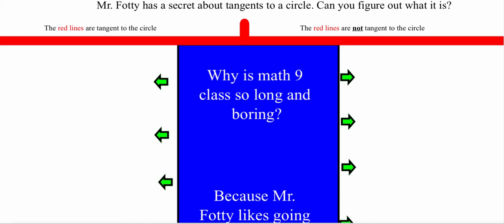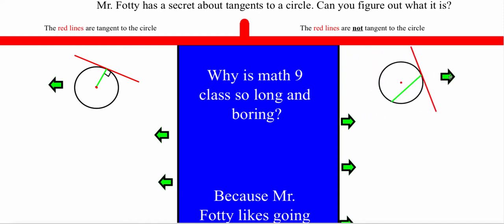So here we go. Mr. Foti has a secret about tangents to a circle. Can you figure out what it is? On this side here, the red lines are going to be tangent to the circle. On this side here, the red lines are not necessarily tangent to the circle. So right here, we have a red line, and I know from this diagram that it must be tangent to the circle. Why?